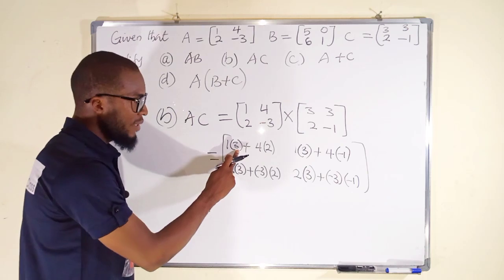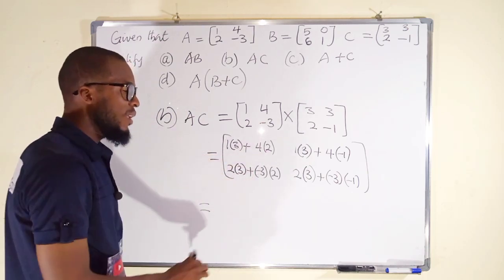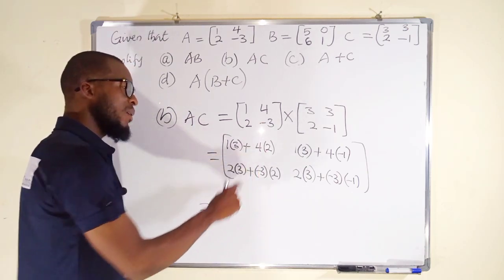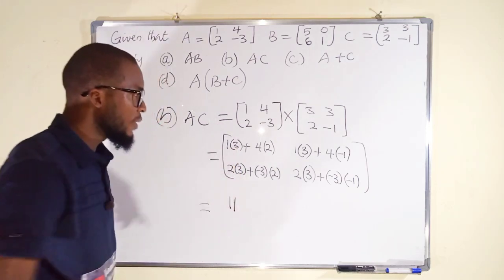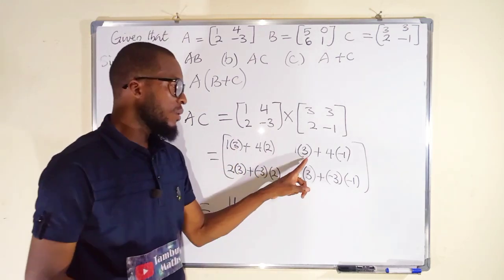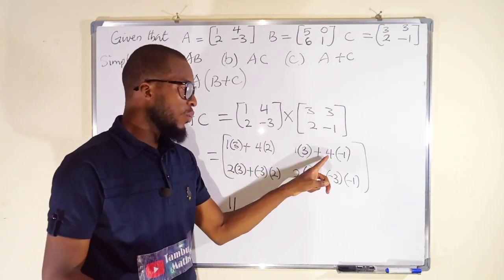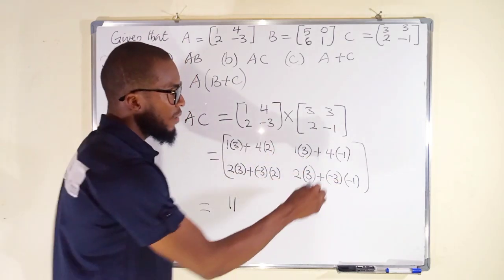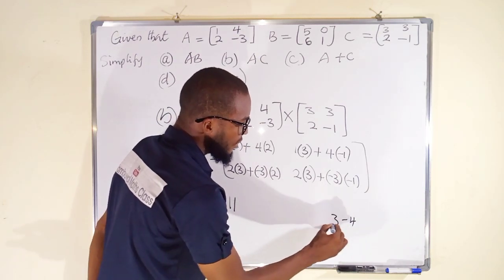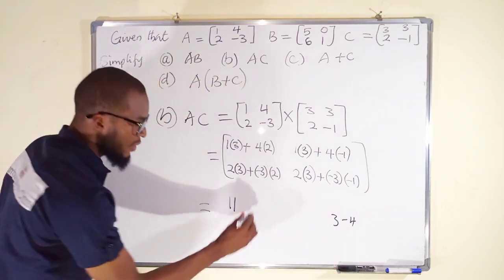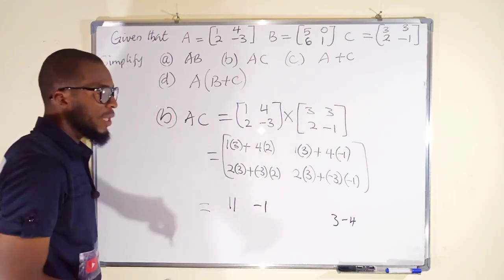1 times 3 is 3. 4 times 2 is 8. Then 8 plus 3 is 11. So we have 11 here. Move on. 3 times 1 is 3. 4 times negative 1 is negative 4. So we have negative 4 and 3. And 3 minus 4 is negative 1. We have negative 1 here.